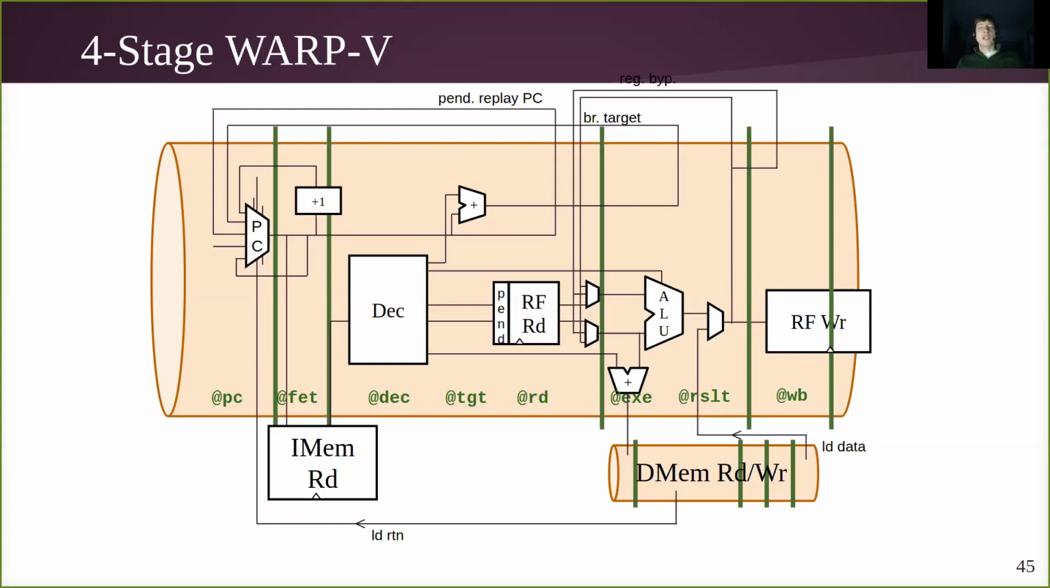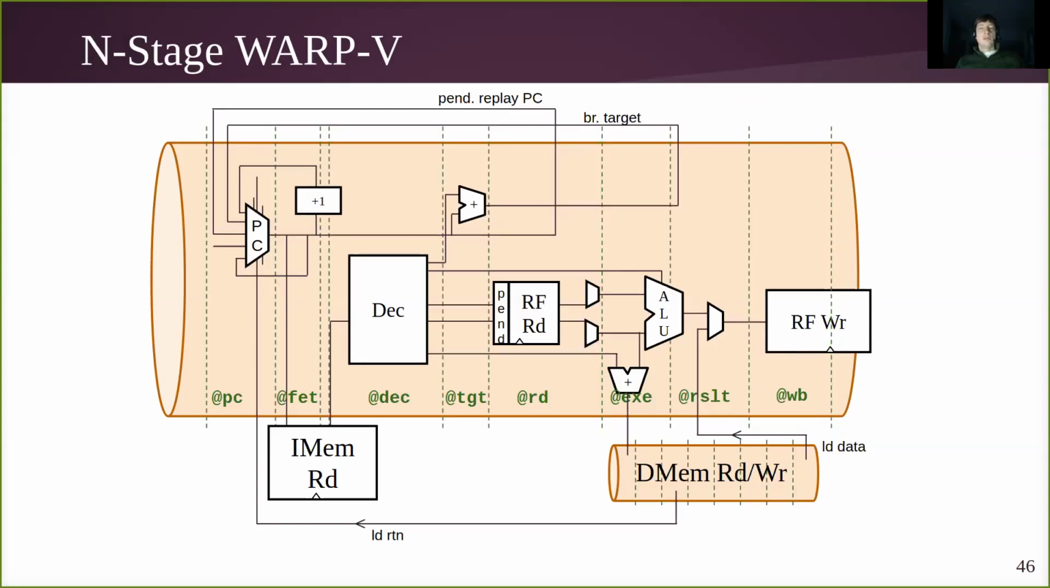This is a pretty textbook microarchitecture. Single scalar, meaning it's processing one instruction per cycle. More generically, WARP5 is a variable stage implementation, and then through M4 macro definitions, we identify which of these potential stage boundaries is going to be a real stage boundary in the implementation.